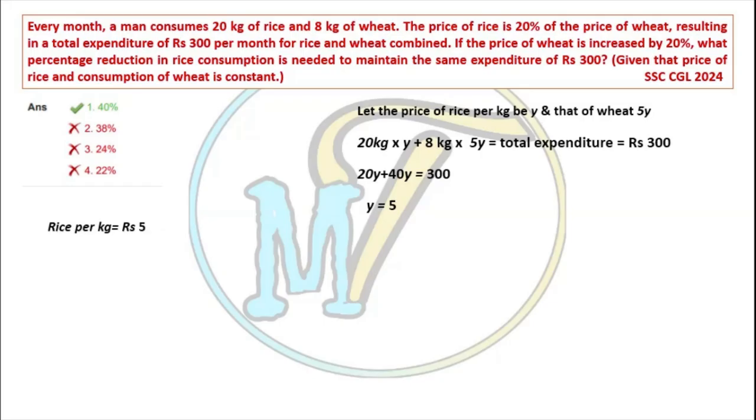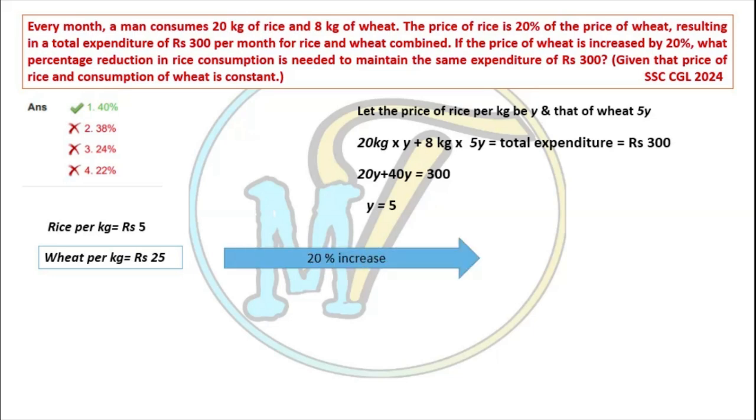The original price of rice is 5 rupees per kilogram, and the original price of wheat is 5 times that, which is 25 rupees per kilogram. Now for the change. The problem states the price of wheat increases by 20%. What is a 20% increase on 25 rupees? Well, 20% of 25 is 5. So, we add 5 rupees to the original price. The new price of wheat is now 30 rupees per kilogram.